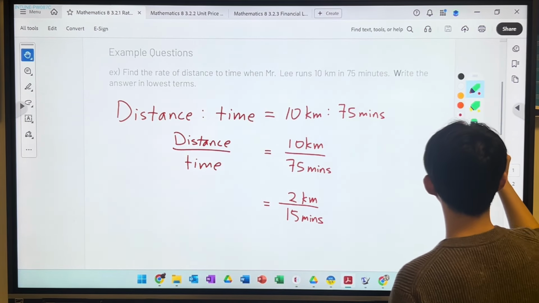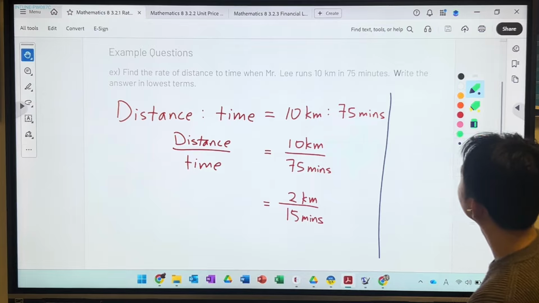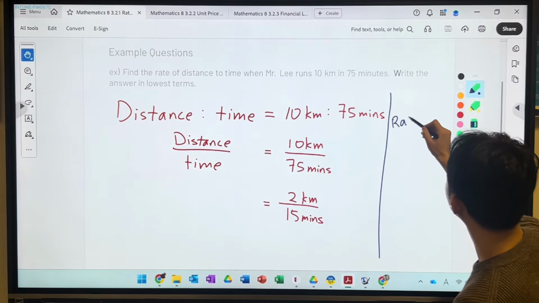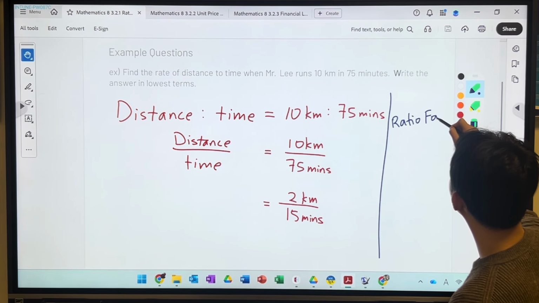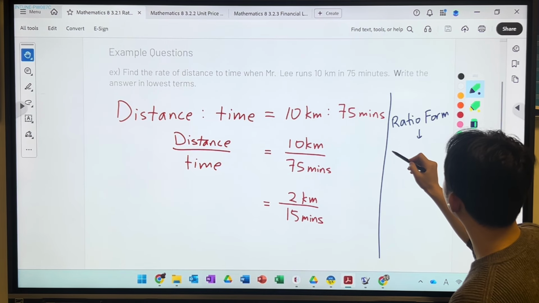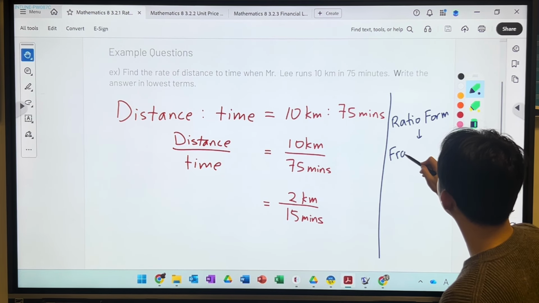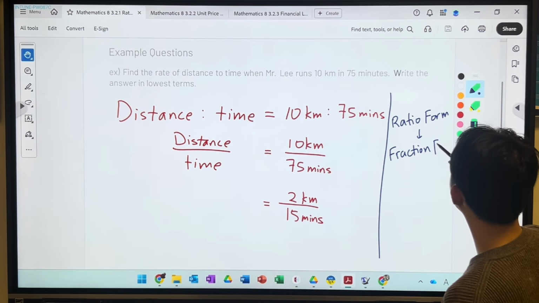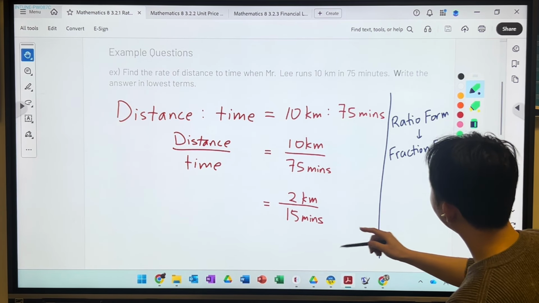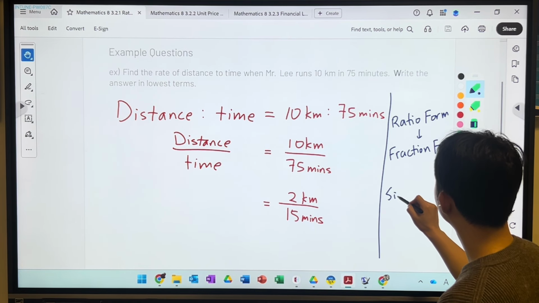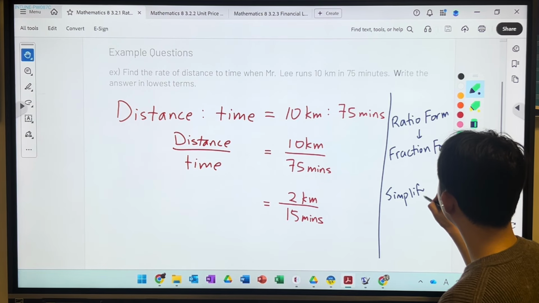Let's annotate the process. We first write the ratio form and then convert it to the fraction form. And then we simplify the fraction.